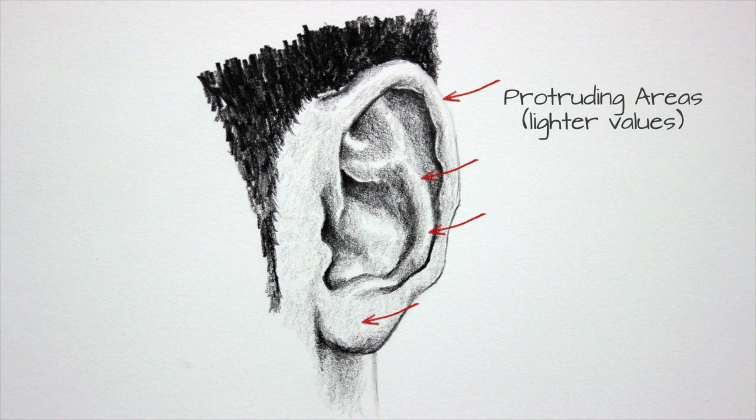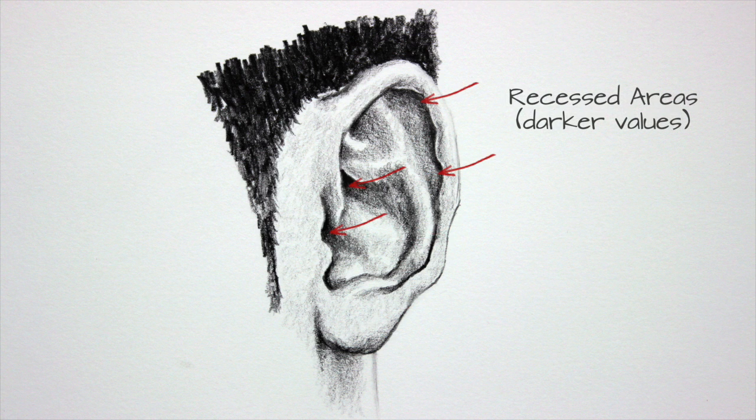Next, we need to consider the values. Value is defined as the darkness or lightness of a color, and it will help create the illusion of the form that's necessary on the ear. Generally speaking, protruding areas will have lighter values. These areas might even be highlighted, and the white of the paper can be left in these areas to make them feel like they protrude.